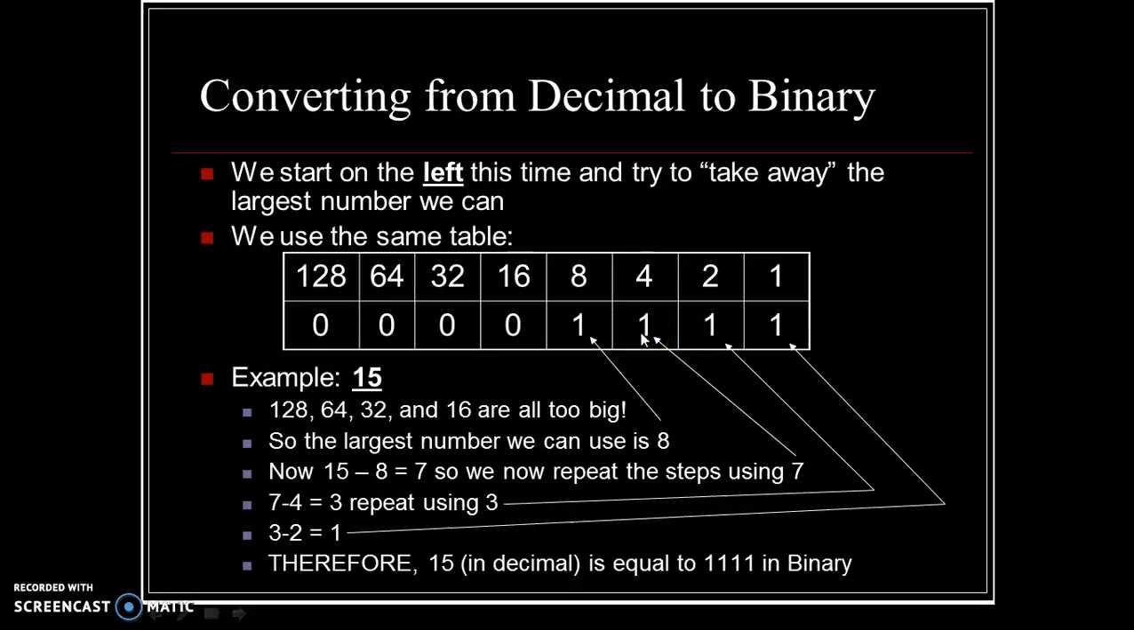Then we do the same thing. How much of 7 is not represented by a 1 in the 4's column? The answer is 7 minus 4 is 3. By the same process, we need a 2, subtract 2 from 3, and we get 1. We need a 1. When we're finished, 8 plus 4 plus 2 plus 1 is 15, or 15 in binary form is 1111.